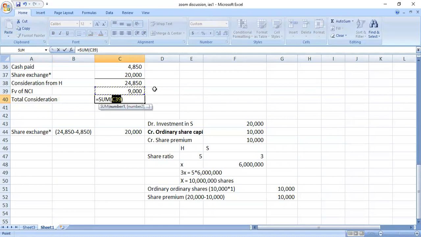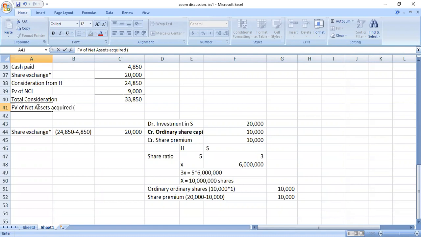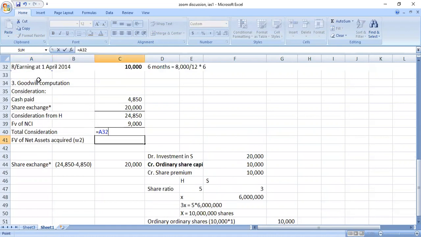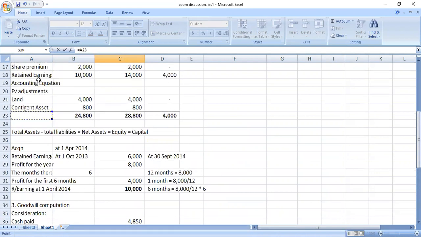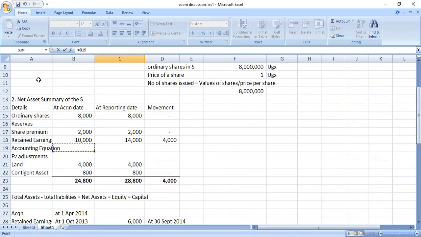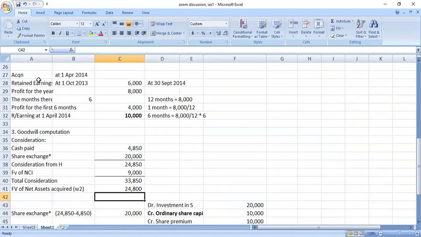Then officially now you have the total consideration, 33. Then from the total consideration, we list the fair value of net assets acquired. You know, these ones come from working, so you just go to the working two acquisition column and you get that figure, balance 24. Okay, so it's negative because it's supposed to be less from it. And then you have a goodwill.